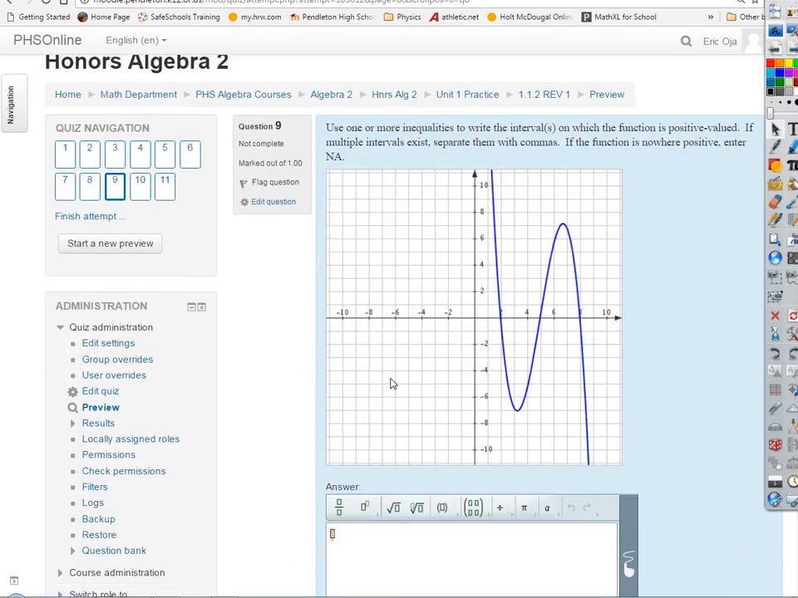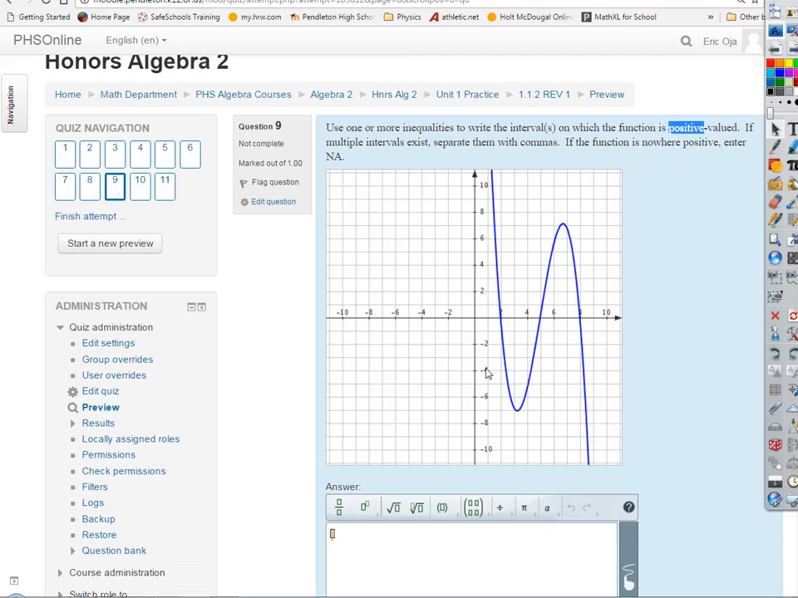Okay, now we're going to switch gears a little bit. We want to look for where the function is positive valued. When we say a function is positive valued, whenever we refer to the value of a function, we're talking about the y value, of course. And we know that y values are positive whenever the function is above the x-axis. So visually, we're just looking on the graph for all the places where the function is above the x-axis. We can see that the function is above the x-axis everywhere to the left of this point, which is at x equals 2, and between the x values of 5 and 8.